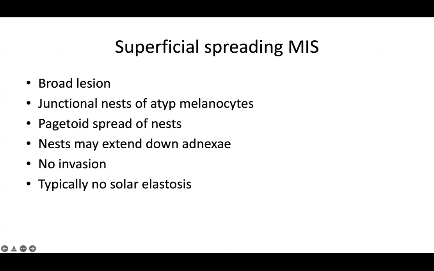So superficial spreading melanoma in situ, as we mentioned, these are often broad lesions with junctional nests of atypical melanocytes. Pagetoid spread of the nests is often seen, so not just single cells, but the actual nests as well. Nests may extend down adnexa, and that's one of the diagnostic hallmarks. Again, no invasion is seen. That's the definition. And interestingly, there's not always an abundant solar elastosis component here. So you can have MIS in young people and not very sun-damaged skin, essentially anywhere. And so it doesn't always rely on previous abundant sun damage and solar elastosis.